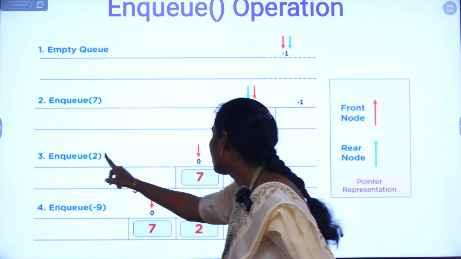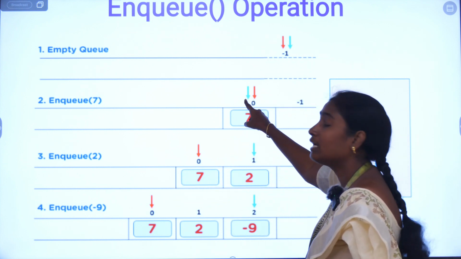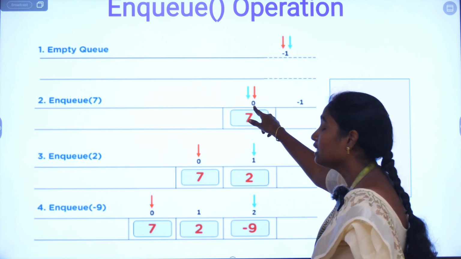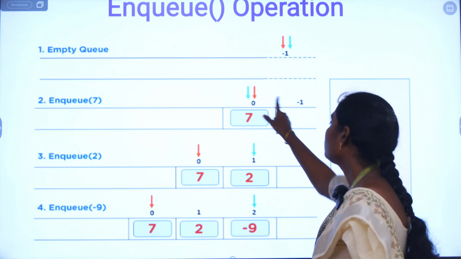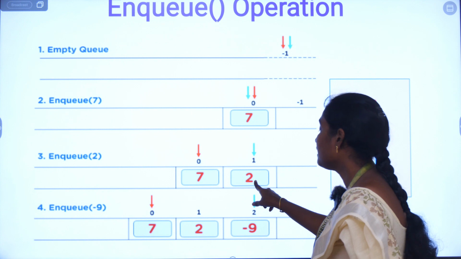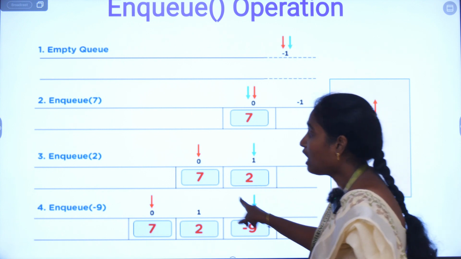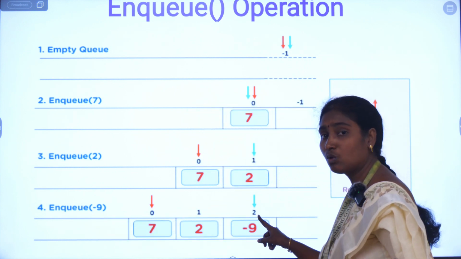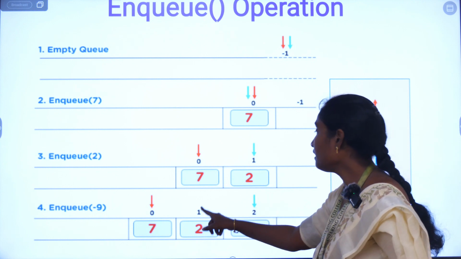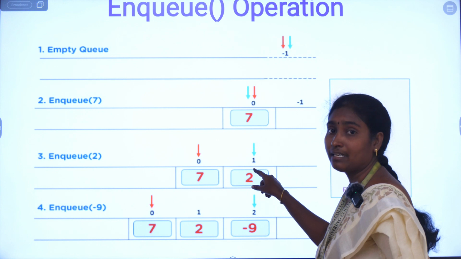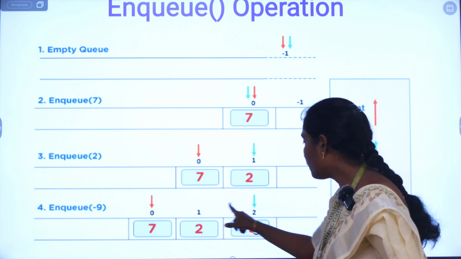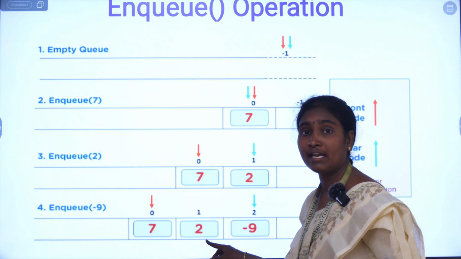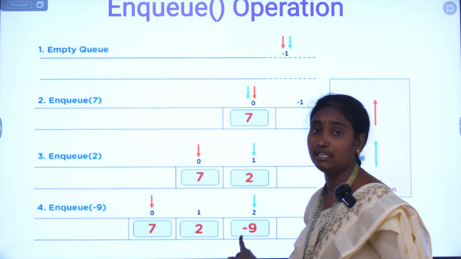Again I perform the NQ operation. I am going to insert the element 2. This time you use only your rear pointer. Before, my rear was pointing to the 0th position. Now you increment it by 1, and in that place the new element 2 is inserted. Again I perform the NQ operation, using only the rear pointer. Before, my rear pointer was 1. You increment it, 1 plus 1 is 2, so at position 2 you insert the value -9. Here you can insert positive values as well as negative values.